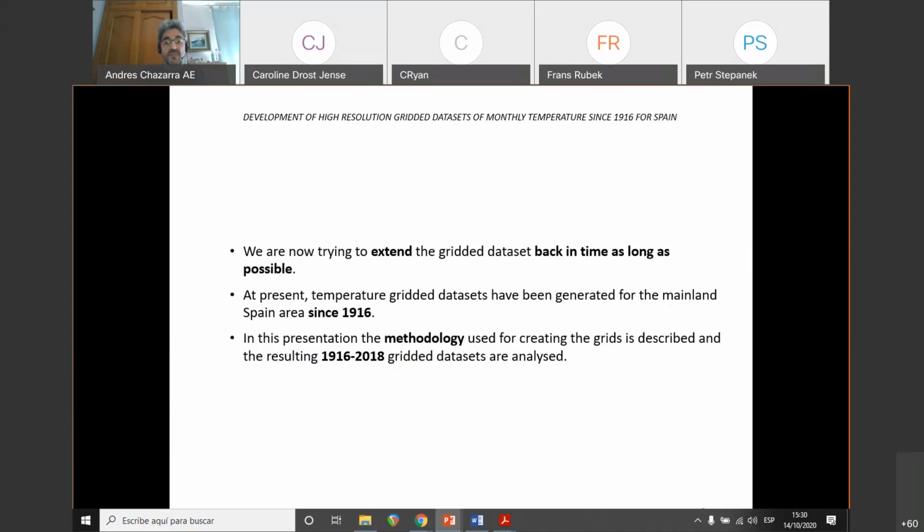And at present we have generated monthly temperature grids of the mainland Spain since 1916. So in this presentation, I'm going to show you the methodology that we have been using for creating the grids, and I'll show some products that we have obtained from the gridded datasets.